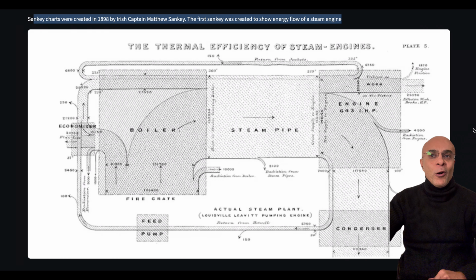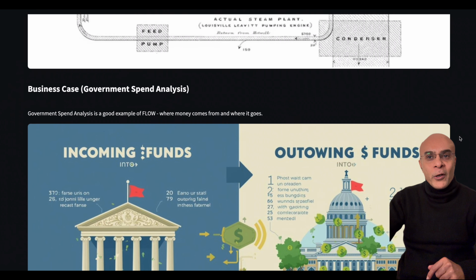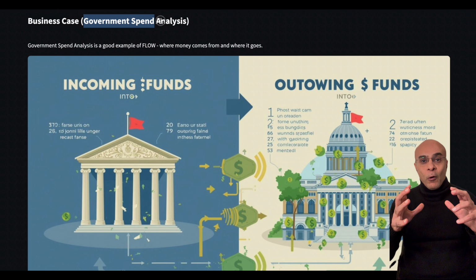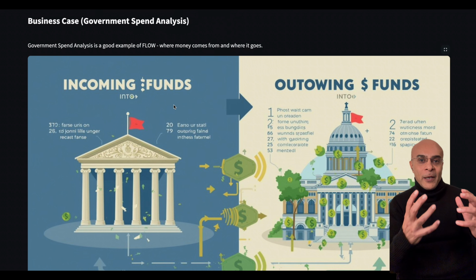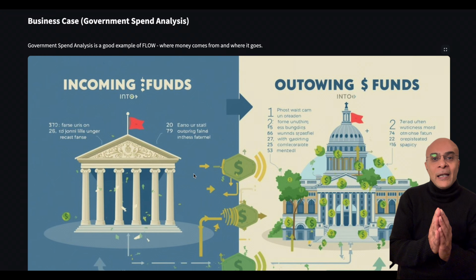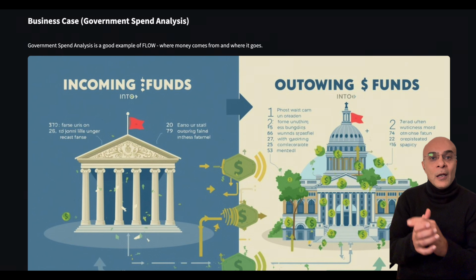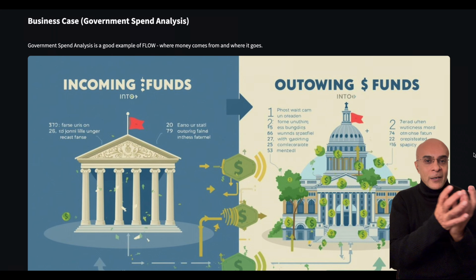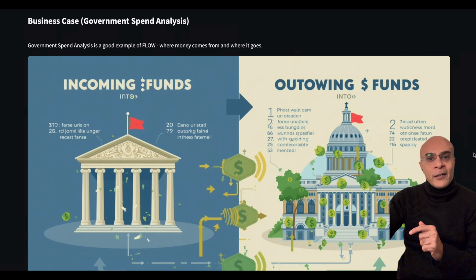But my friends, we are not in 1898, we are in 2025. So the business case for you today is to analyze government spending. So government spending, you can think of it also as a flow. They have some income which is coming from the taxpayers' money, my money, your money, and then they spend it. For example, they spend it on defense or they spend it on Medicare. So you can see this is a perfect example of flow. You have something which is incoming, and then you have something which is outgoing. So let us use Sankey chart to analyze this kind of data.